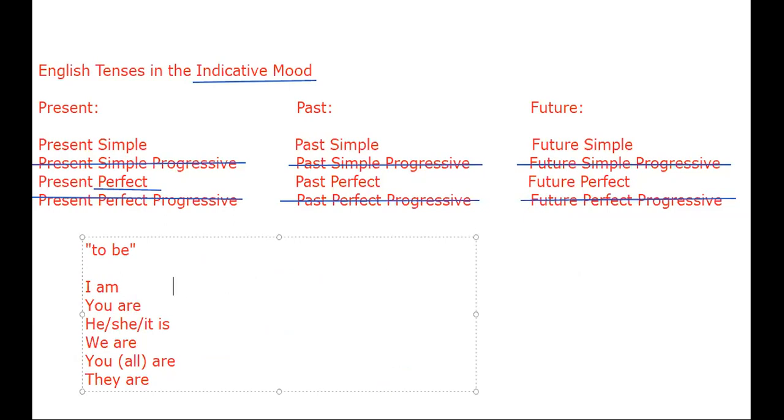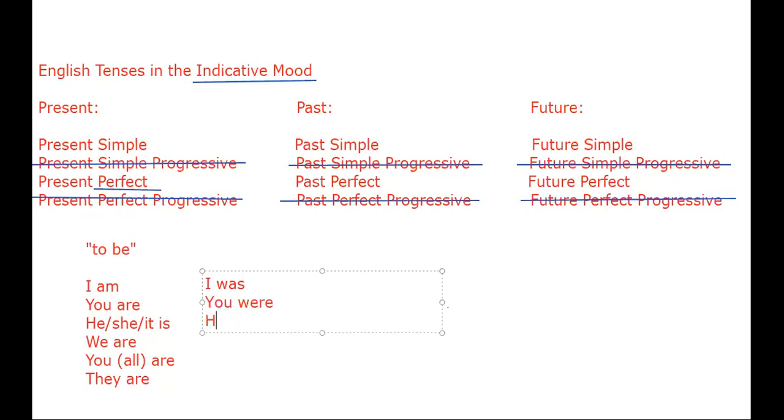For the past, it would be I was, you were, he, she, it was, we were, you all were, and they were. So that's how you would conjugate the verb to be in both the present and the past.